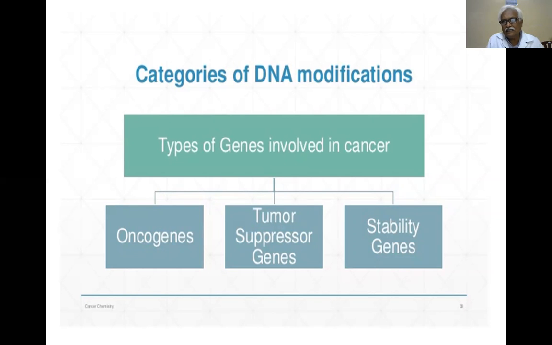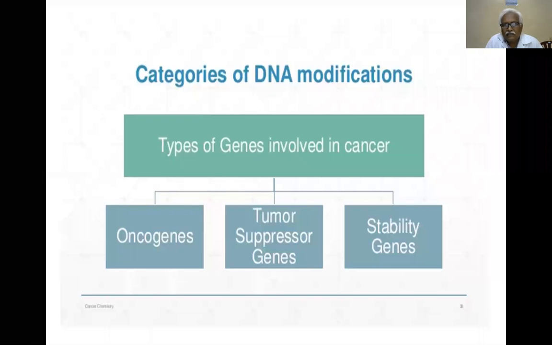As the incidence of cancer is increasingly disturbing the health of people nowadays, it is our responsibility to know the biochemical underlying cause for the development of cancer. You know pretty well the categories of DNA modifications. Last time we came up to here. The types of genes involved in cancer are oncogenes, tumor suppressor genes, and stability genes.